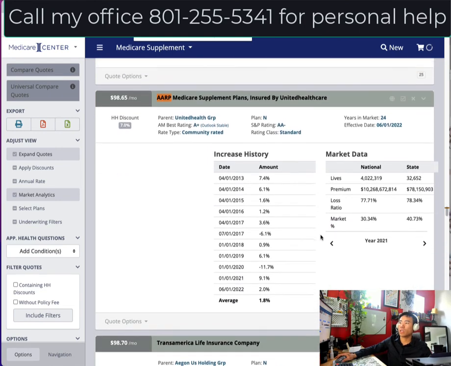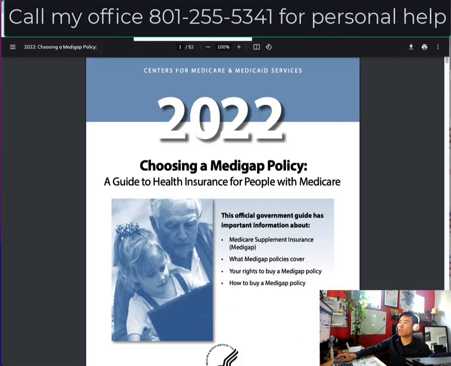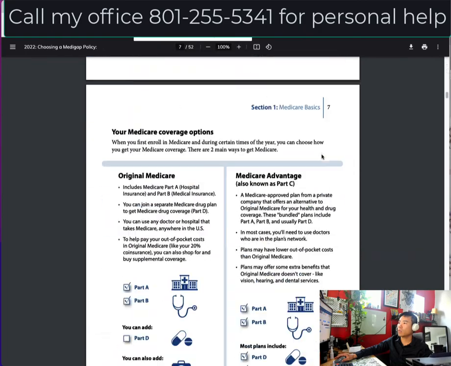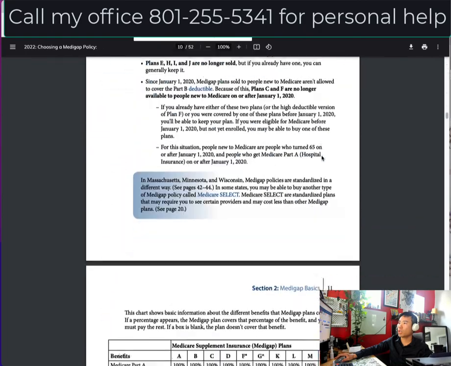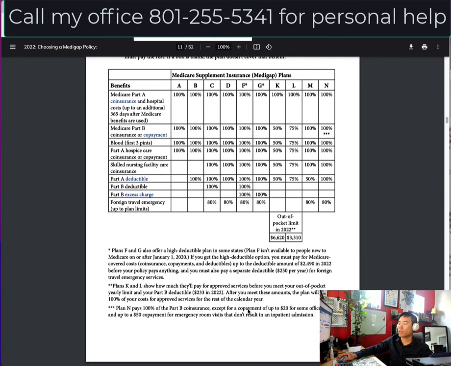So if you're not seeing a provider as often, I would highly advocate a Plan N for you. But if you're seeing a doctor more frequently, then Plan G is a great option for you. So yeah, in summary, the difference between a G and an N is that with the N, you have $20 copay for some office visits and $50 for ER, and your Plan N does not cover excess charges. And your premium can be between $20 to $40 less than that of a Plan G.